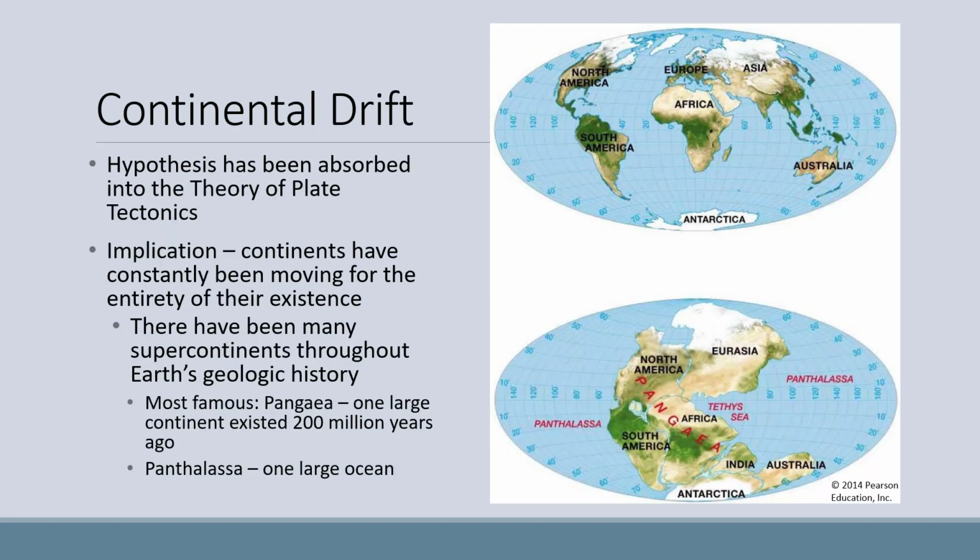Today, the continental drift hypothesis has been absorbed into the theory of plate tectonics, since plate tectonics actually describes the mechanism for how continental drift works. The implication is that continents have been constantly moving around for the entirety of their existence. There have been many supercontinents throughout Earth's geologic history. The most famous was called Pangaea. It was one large supercontinent that existed 200 million years ago. Panthalassa was the one large ocean that existed at this time.